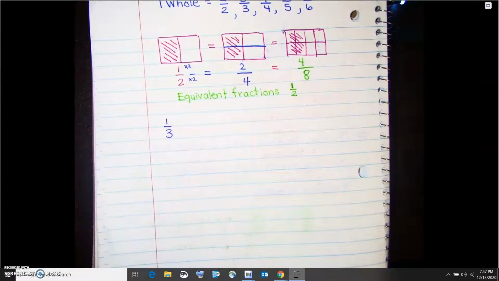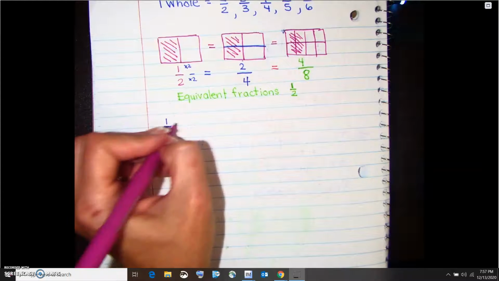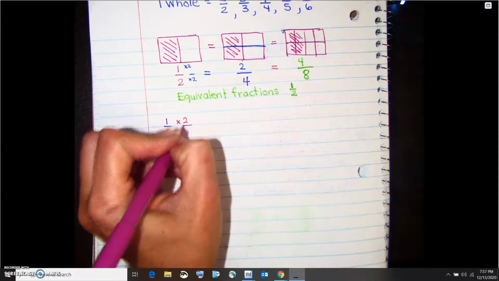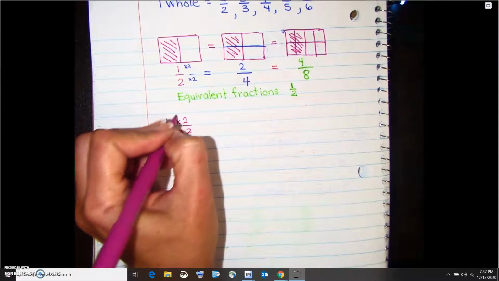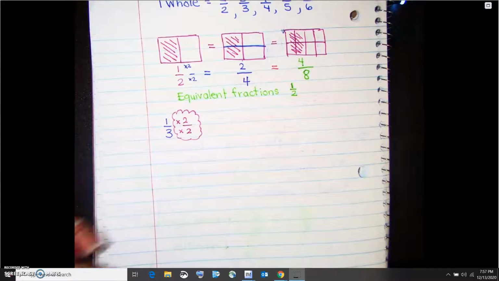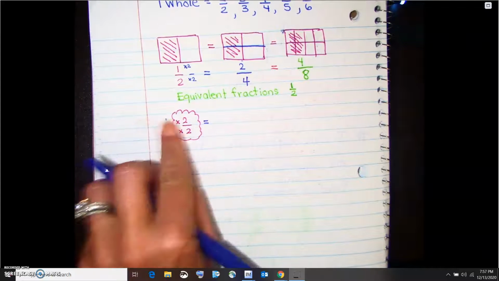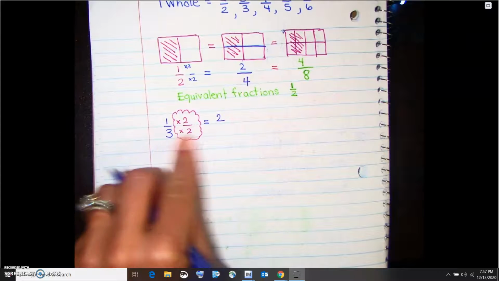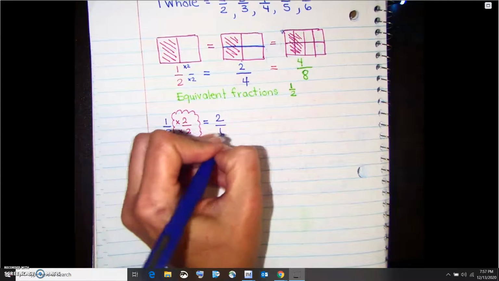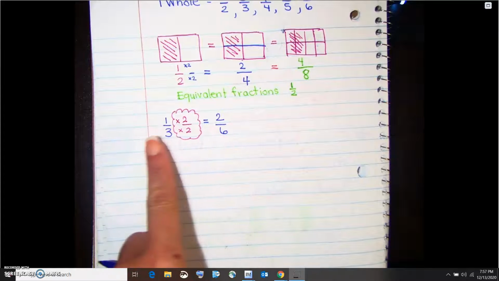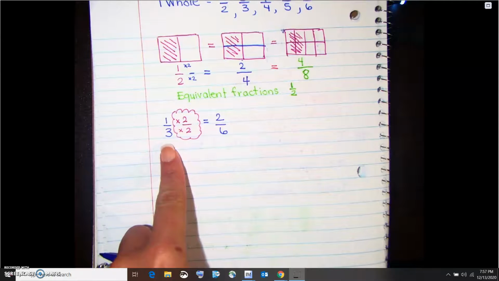So to do this with multiplication, this is going to be our think. I'm going to multiply this by 2, and I'm going to multiply this by 2. That's my think, and I'm going to do it without my picture. And so then I have equal: 1 times 2 is 2, and 3 times 2 is 6. So that means 2/6 is the same as, or equivalent to, 1/3.